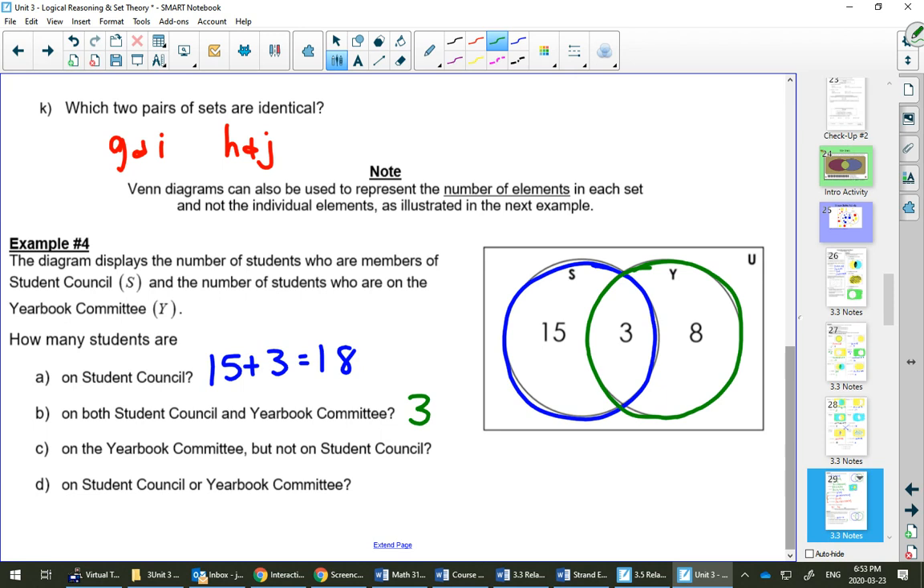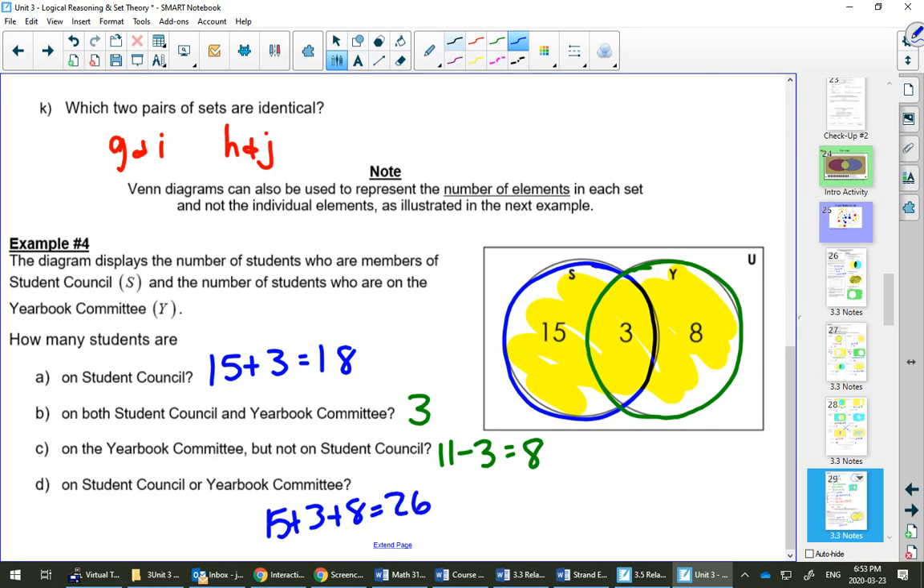Part C says how many students are on the yearbook committee but not on student council? Well, we have 11 people on the yearbook committee, but we have 3 people that are on student council. So 11 minus 3 is 8. Okay? And notice that's the number that was in just the Y part of the circle and not in the overlap. And then the last question says how many students are on student council or yearbook committee? Well, or means one or the other or both. So that's going to be both of these circles. So we'd add all those numbers up. 15 plus 3 plus 8.